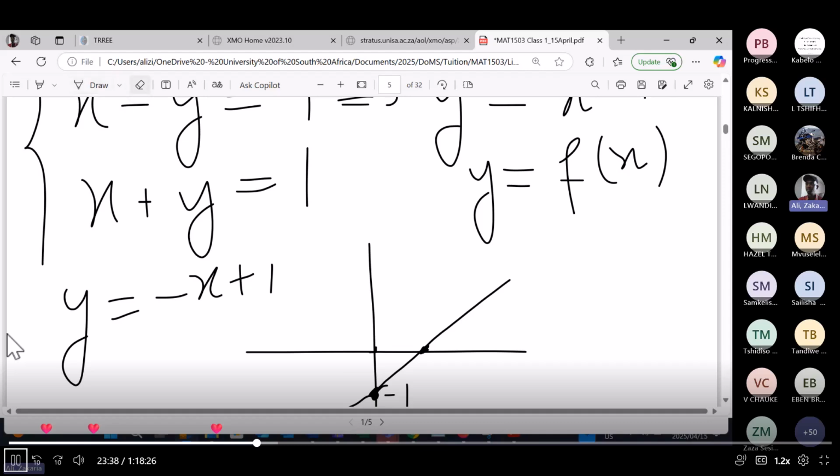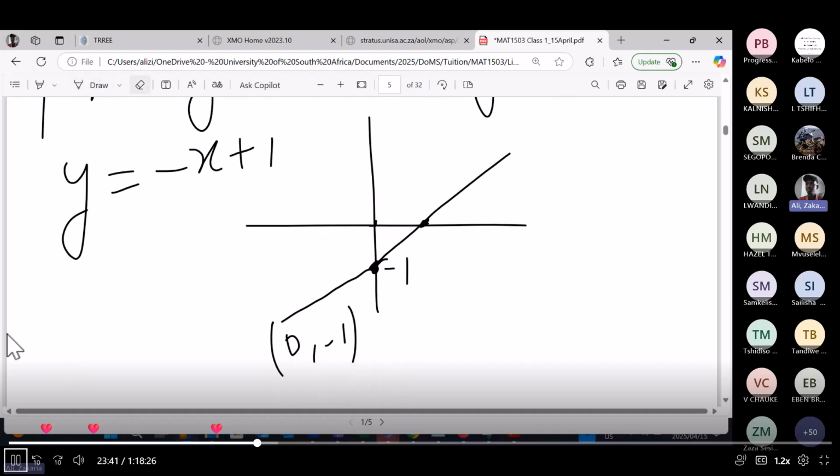And then if I try to sketch this one, you see when x is 0, y is 1 here, right? So it's the point 0 and 1. And then when y is 0, what will happen to x? x becomes also 1, right? Are you guys with me? When y is 0, you solve for x.